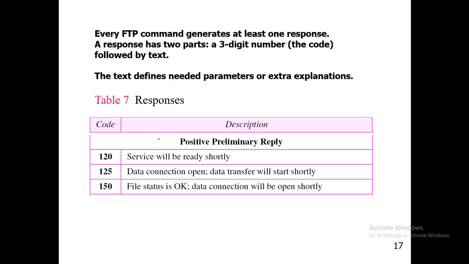So every FTP command generates at least one response. A response has two parts: a 3-digit number, or the code, followed by the text. This you can see, this is the code and this is the text. So mostly by looking at the code you can just imagine the response as well. So this is the primary positive response from the code.